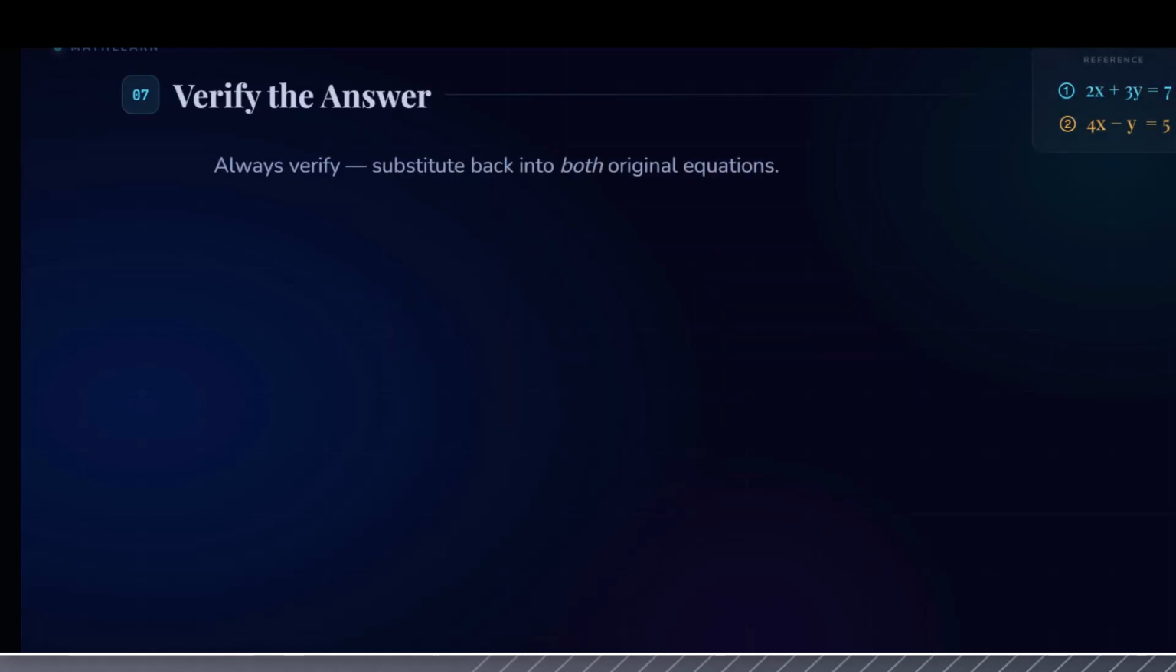Let's always verify our answer by substituting back into both original equations. Check in equation 1, 2 times 11/7 plus 3 times 9/7. That gives 22/7 plus 27/7, which equals 49/7, which equals 7. Correct.